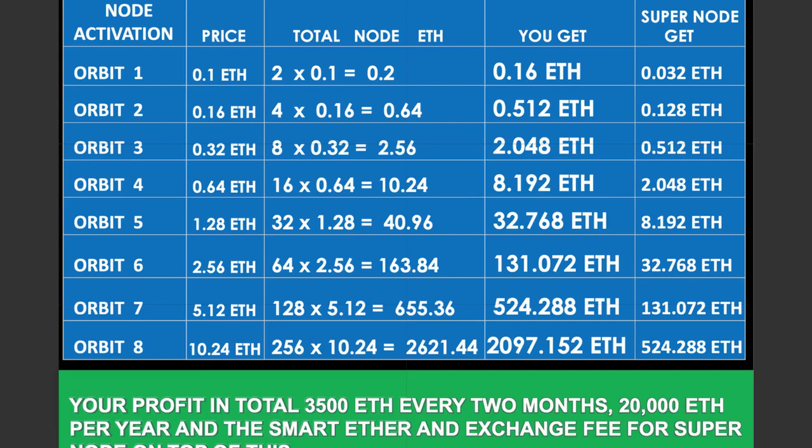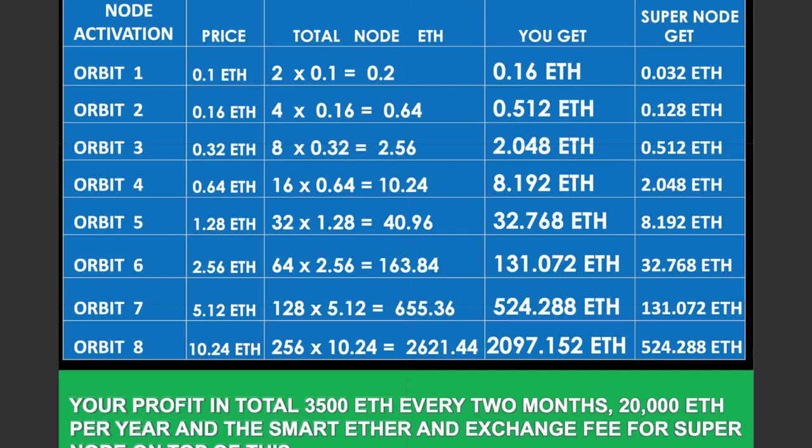At the same time, this slide shows the income you receive from activating the nodes in each orbit below you. When 0.1 Ethereum is spent for activating your first orbit, you will receive 0.16 Ethereum. When 0.16 Ethereum is spent for activating your second orbit, you will receive 0.51 Ethereum. When 0.32 Ethereum is spent for activating your third orbit, you will receive 2 Ethereum. When 0.64 Ethereum is spent for activating your fourth orbit, you'll receive 8.192 Ethereum.